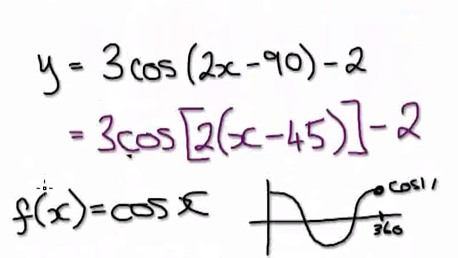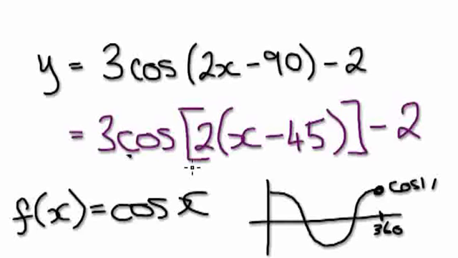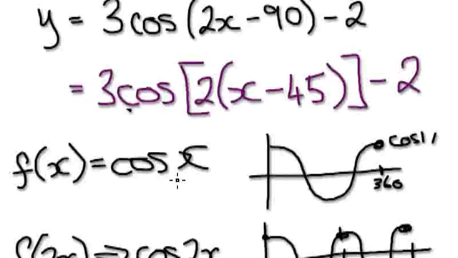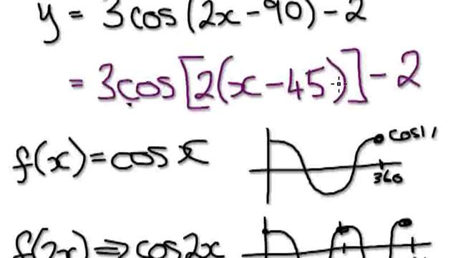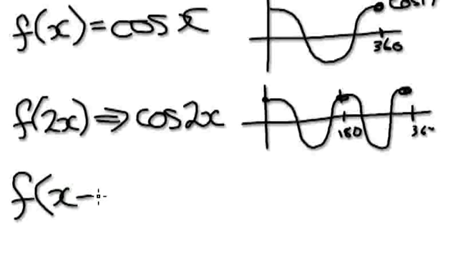And then let's go back to this bit here. You see, from this here, we can slowly transform. Well, we can see what we need to do. Anyway, so we've done this 2 here. Our next transformation would be this here. So our next transformation would be x minus 45.